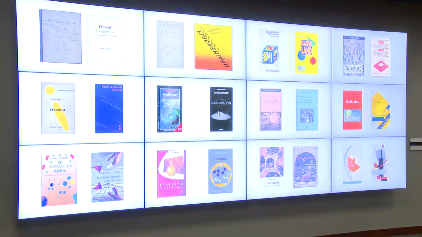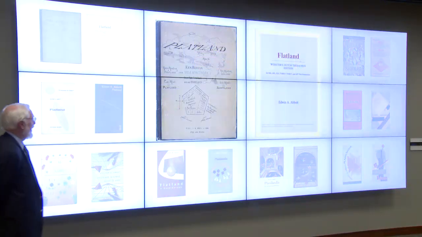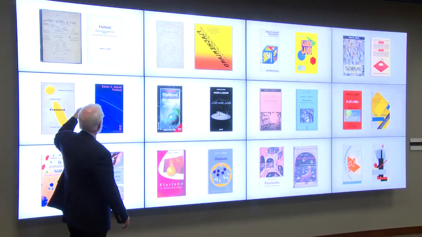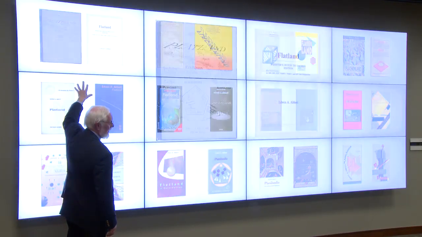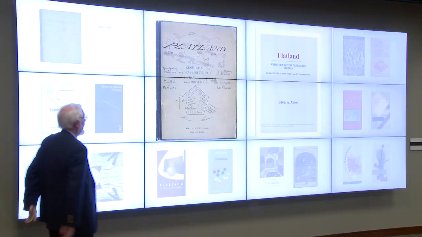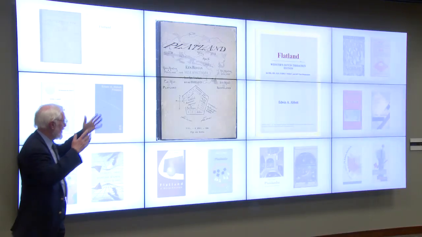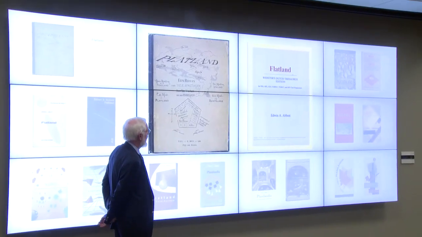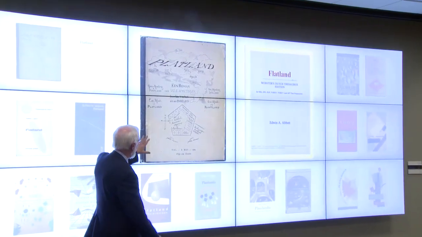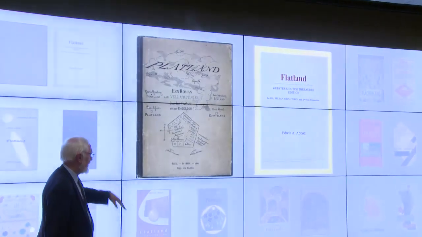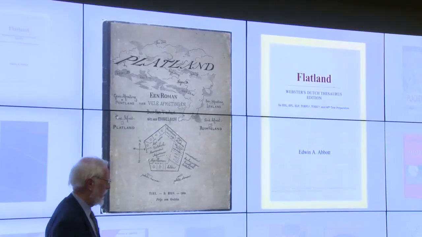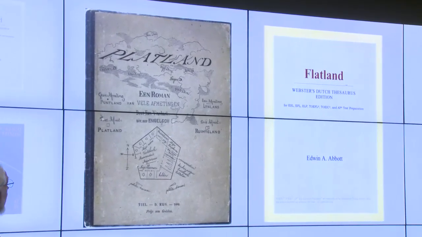Maybe I should ask people to decide which language this is. Okay, never mind. Let's give it away. Next one. This first one, it's gone. This is, as it says, Dutch. Flatland, Webster's Dutch Thesaurus Edition. But here is a really valuable thing. It's 1886. Okay, so just 2 years after the original. So, een roman van vele afmetingen.